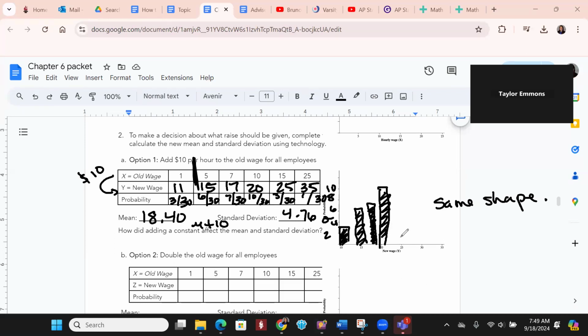For 25, we're going to have 3 out of 30. And then for 35, we're going to have 1 out of 30. Yes, thank you, bar graph. All right, so how did adding a constant affect the mean and the standard deviation? So we already talked about it. Mean goes up by 10. Standard deviation stays the same.